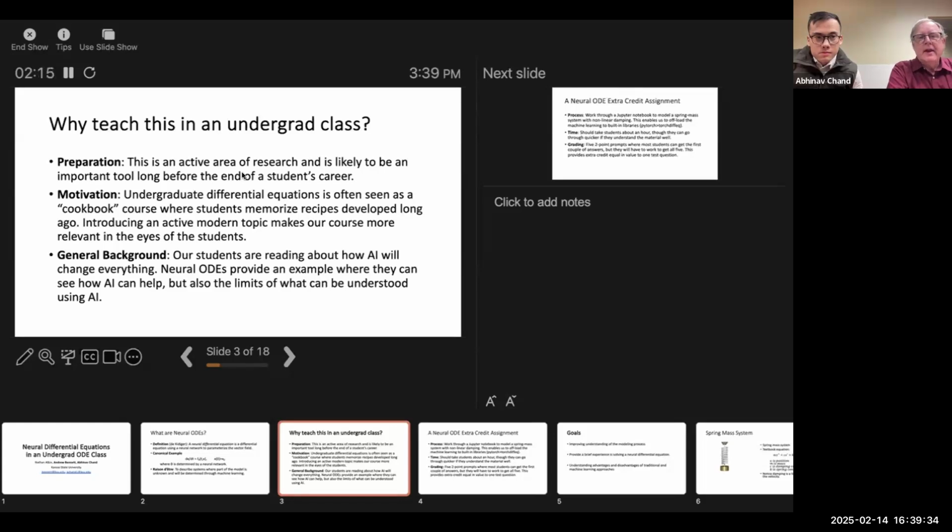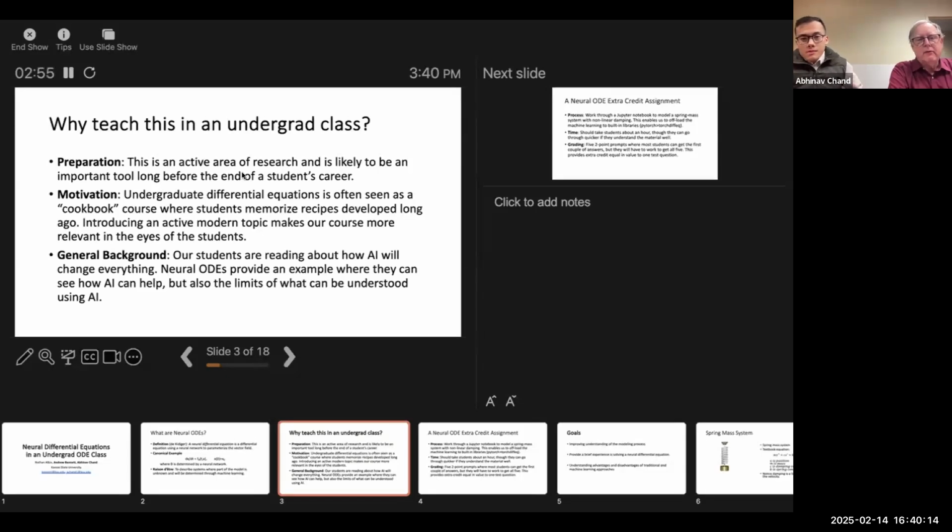And it also can be very motivating. I know I'm preaching to the choir here, since this is a conference about teaching differential equations with modeling, but undergraduate differential equations has a reputation as a cookbook course. You learn this equation gets done with this technique. This equation gets done with this technique. And that's not a good thing for getting students to take the course and take it seriously. We want them to see differential equations as how you understand systems in various ways. And so having an active modern topic makes the course more relevant in the eyes of the students.